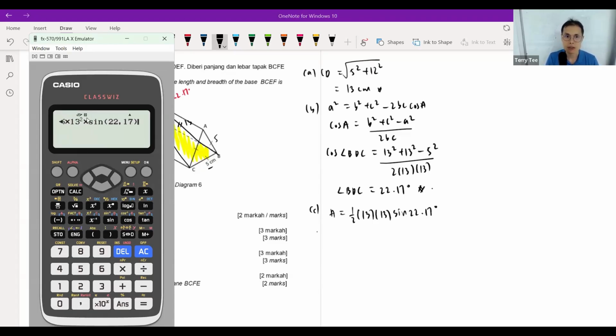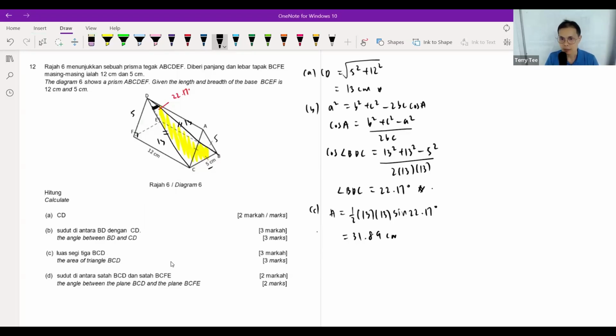Be careful, your calculator must be in degree mode. If you haven't changed your calculator mode, please change back to degree mode, because sometimes when you're doing circular measure, you use radian, then you forgot to change it back, right? So this is 31.89, yeah? 31.89. That is your area.